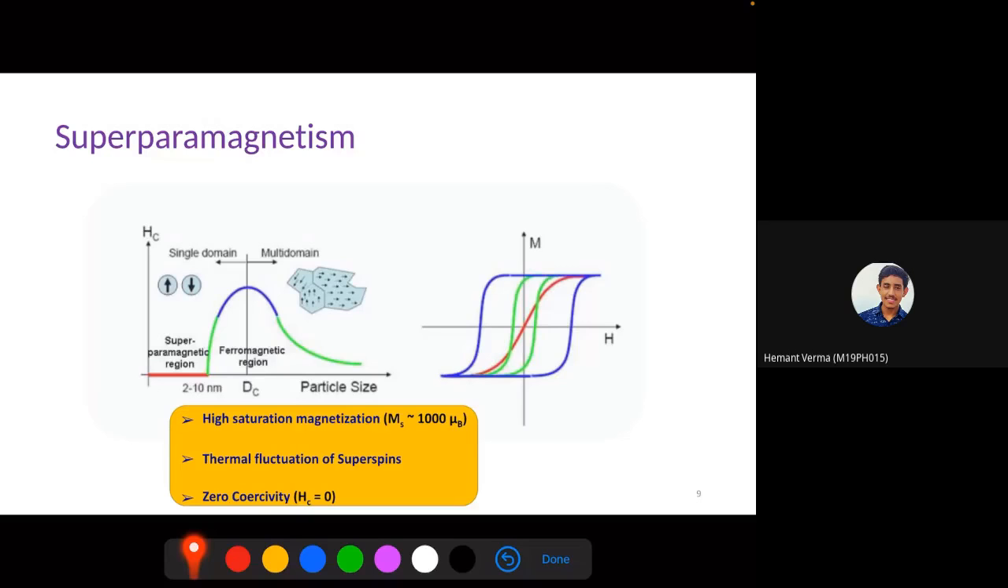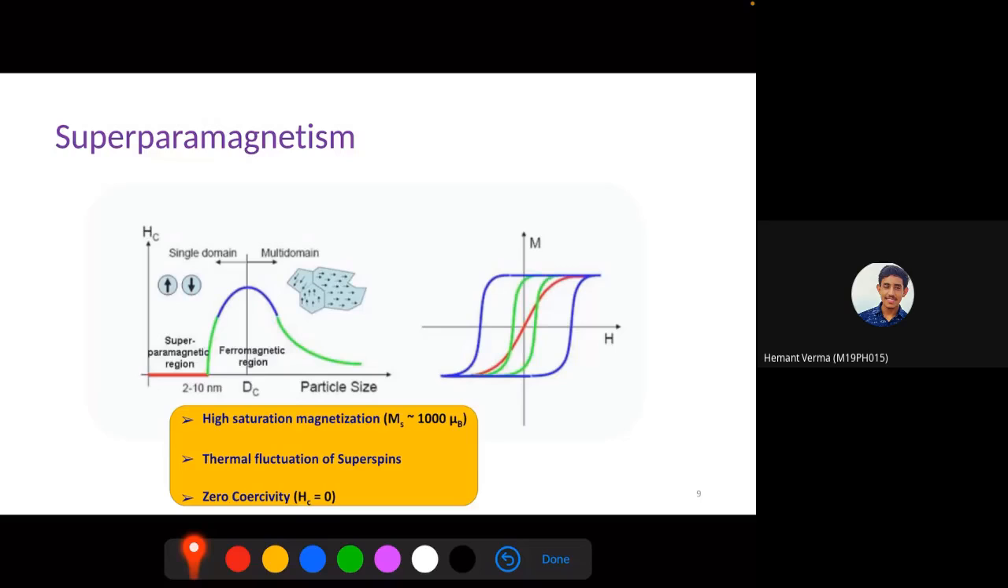And this thermal fluctuation will be induced. We will see how this thermal fluctuation works in just a couple of slides. Now, if you have this thermal fluctuation, why the name paramagnetism?